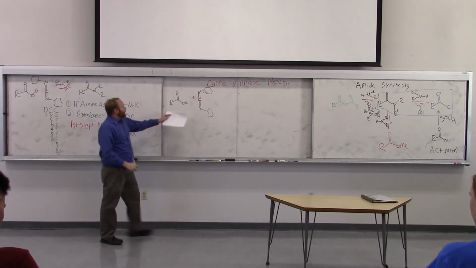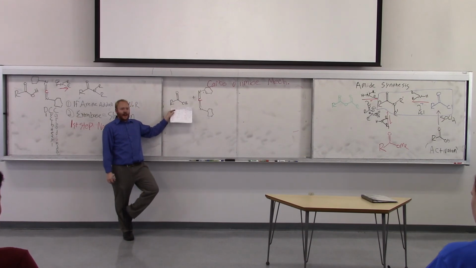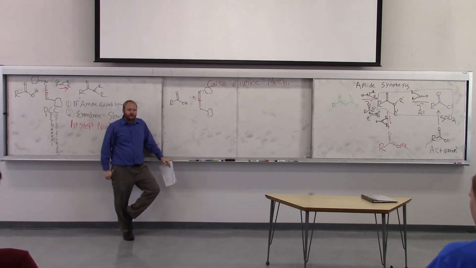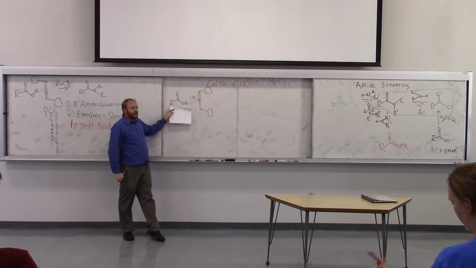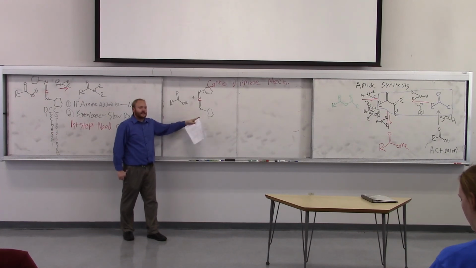So we know that for this first mechanistic step to occur, we need the carboxylic acid. This will not work with the carboxylate. So what do you think the first step will be with these two reagents? What's going to deprotonate the carboxylic acid? One of the nitrogens in the DCC.